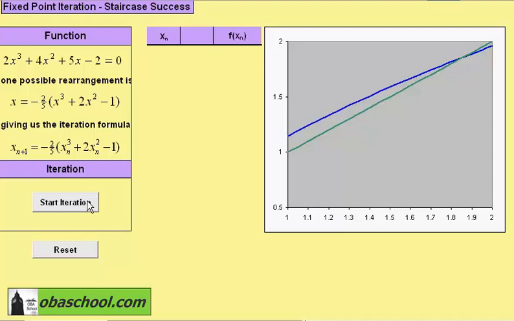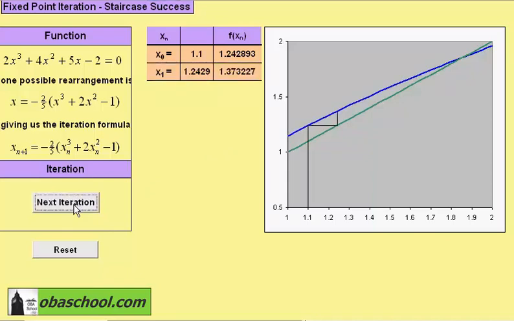If we start an iteration here and use 1.1 as our first value, we evaluate the function. We need to use this value as our next input, so we go across to y equals x. We evaluate and then use this as our next input.